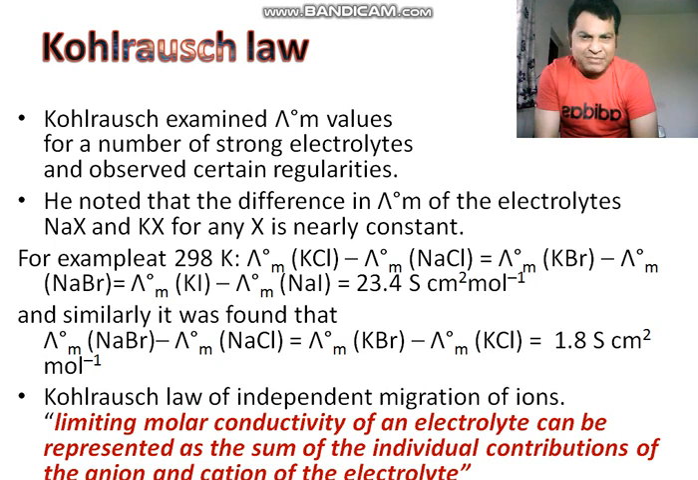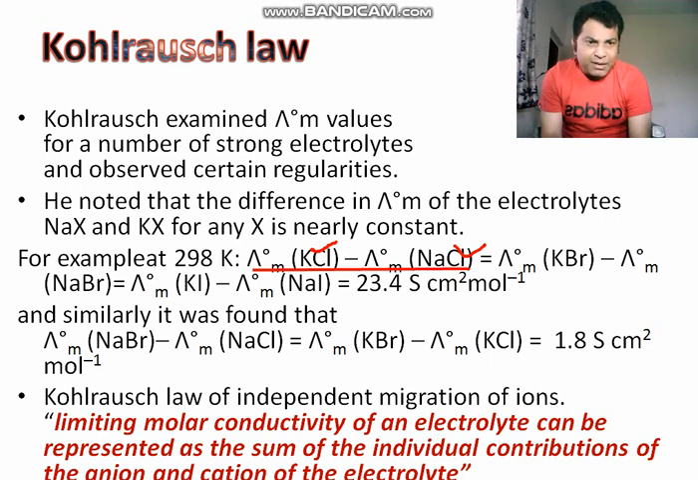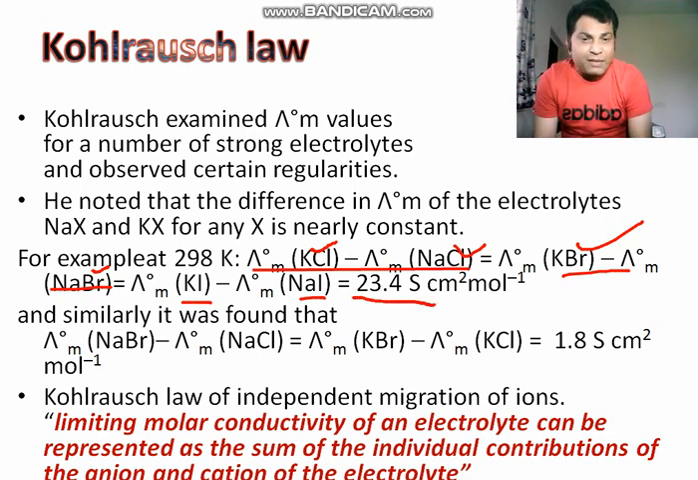See what regularities there are. He noted that the difference in the lambda degree m of the electrolytes NaX and KX for any X is nearly constant. For example at 298 K, and now here the interesting point starts. So dear students, look at this carefully. Lambda degree m of KCl minus NaCl. Remember what is constant here, what is constant in both? Cl and Cl. In the same way, here we have KBr and here NaBr. What is constant? Br is constant. Okay, here KI and NaI. The answer for all of these came fixed, 23.4.